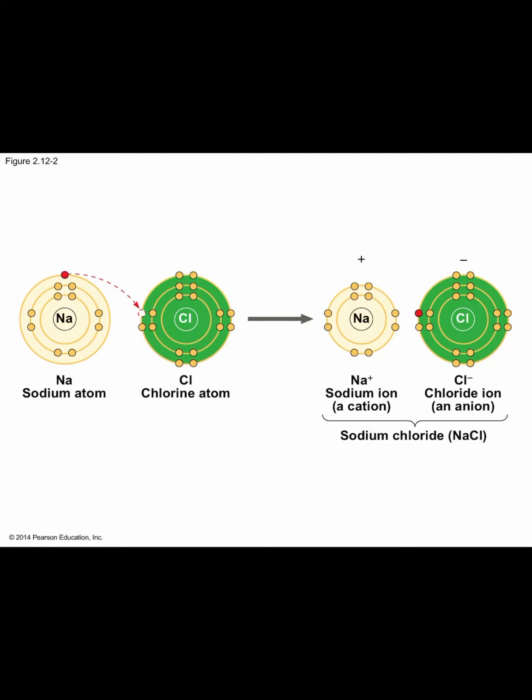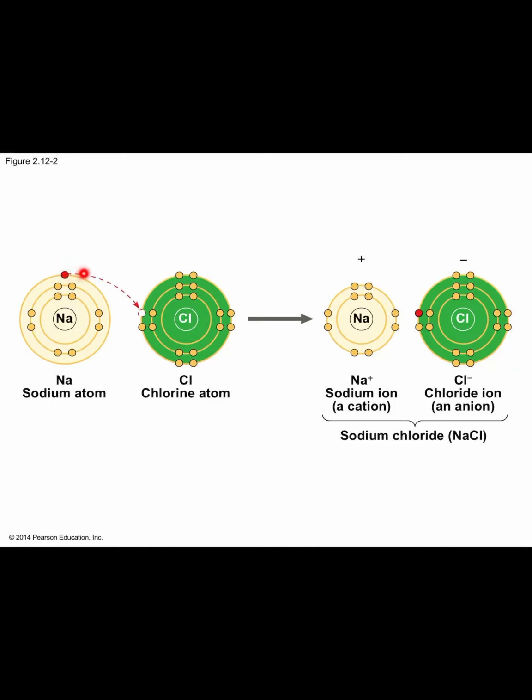Is it easier, do you think, for sodium to lose 1 electron or gain 7 in order to complete its outer shell? Easier for it to lose 1. Chlorine, easier to lose 7 or gain 1 to complete its valence shell? Easier to gain 1. These two atoms are a match made in heaven.